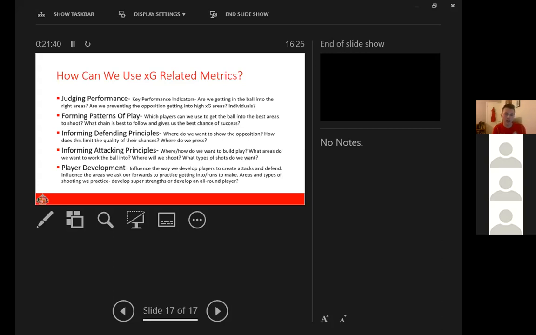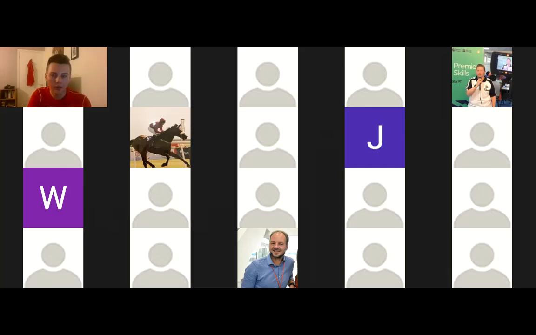So he's got heading as a super strength, whereas you've got other players who perform to their xG around where you'd expect them to perform. So maybe they're more all-rounded and better in those areas. Just some ideas to think about. Has anyone got any thoughts?